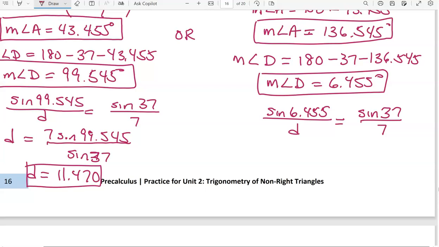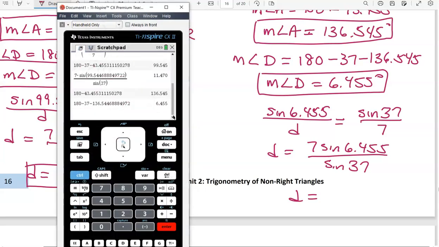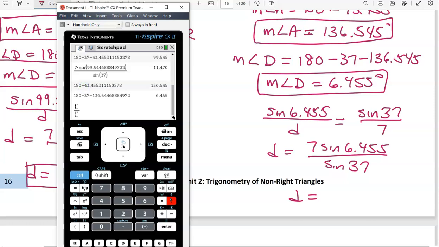Let's cross multiply and divide. That will give us D is equal to 7 times the sine of 6.455 divided by the sine of 37 degrees. And then we can find a 3 decimal place approximation for that value. So control divide, 7 times the sine of 6.455, which is a rounded value, so I'm going to use the answer feature to enter it, divided by the sine of 37 degrees. And that gives us 1.308.